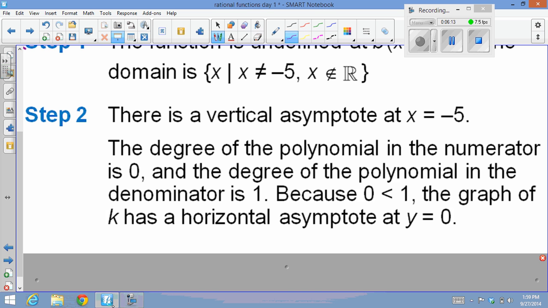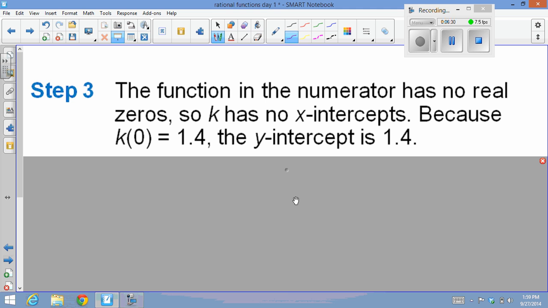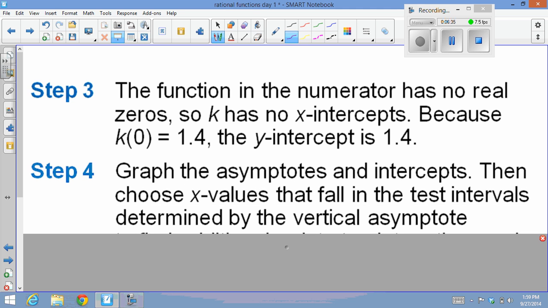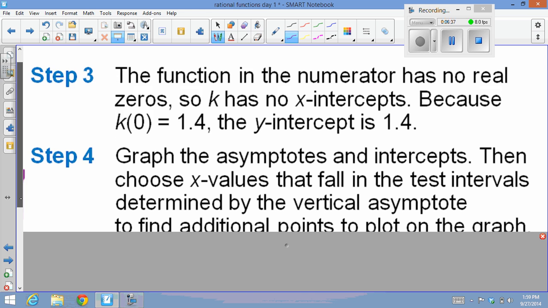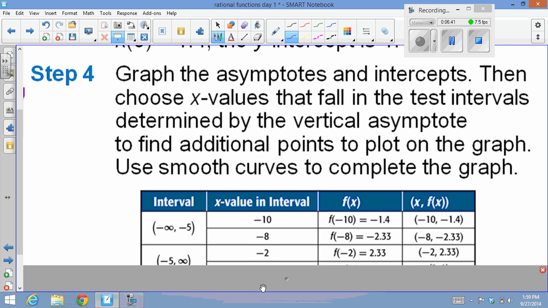And that would make sense because I already know that y equals 0, which is basically the x-axis, is going to be my horizontal asymptote. So that means the graph can't touch it there. From there, I would just have to make a table to put the rest of the points in. So there's the information about my intercepts. And then I would need to graph the intercepts and my asymptotes and then make a table.